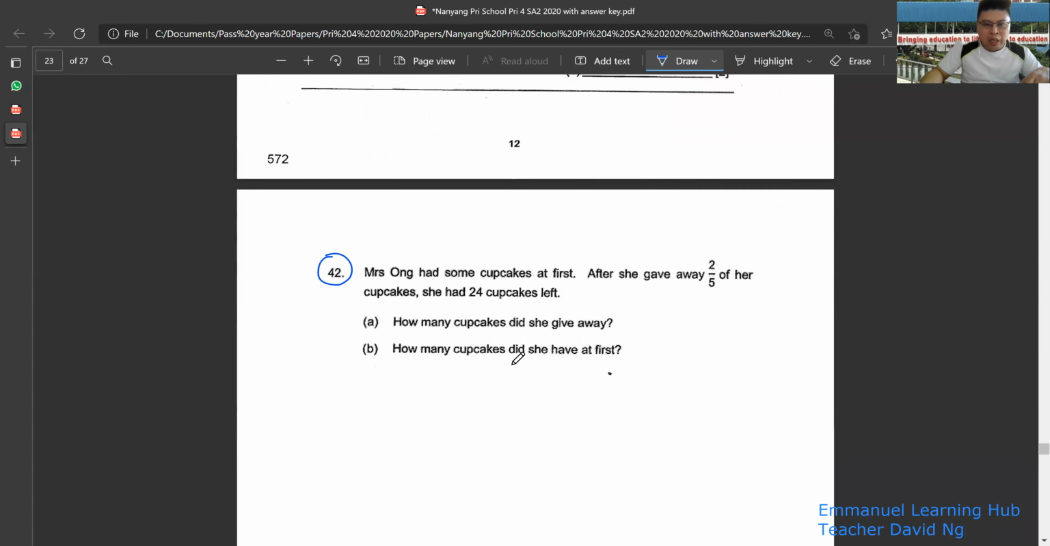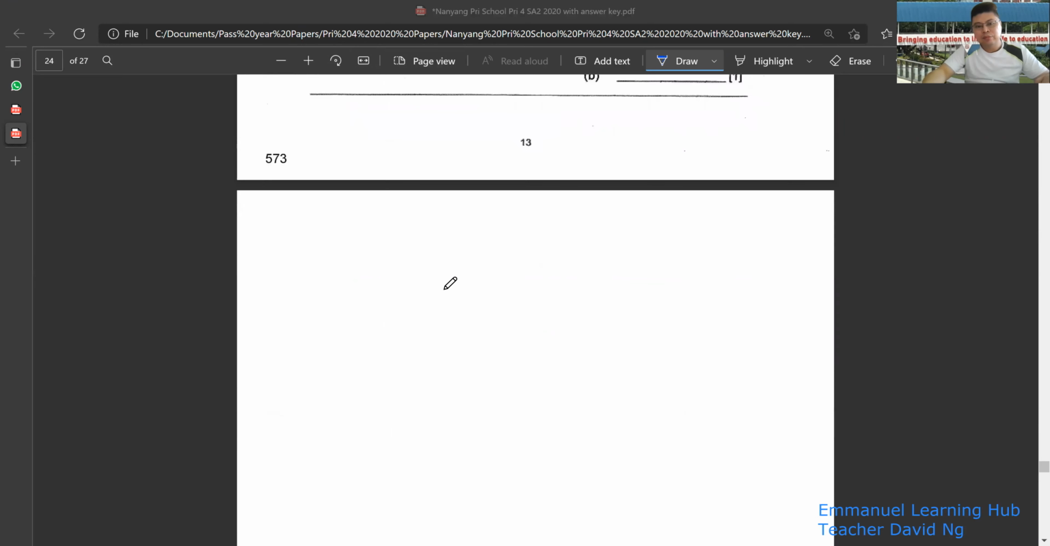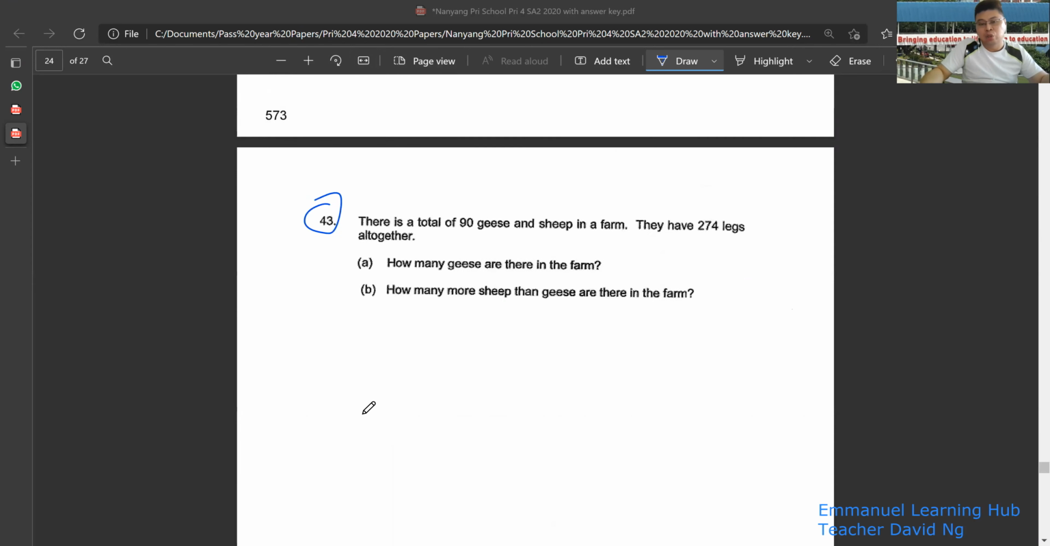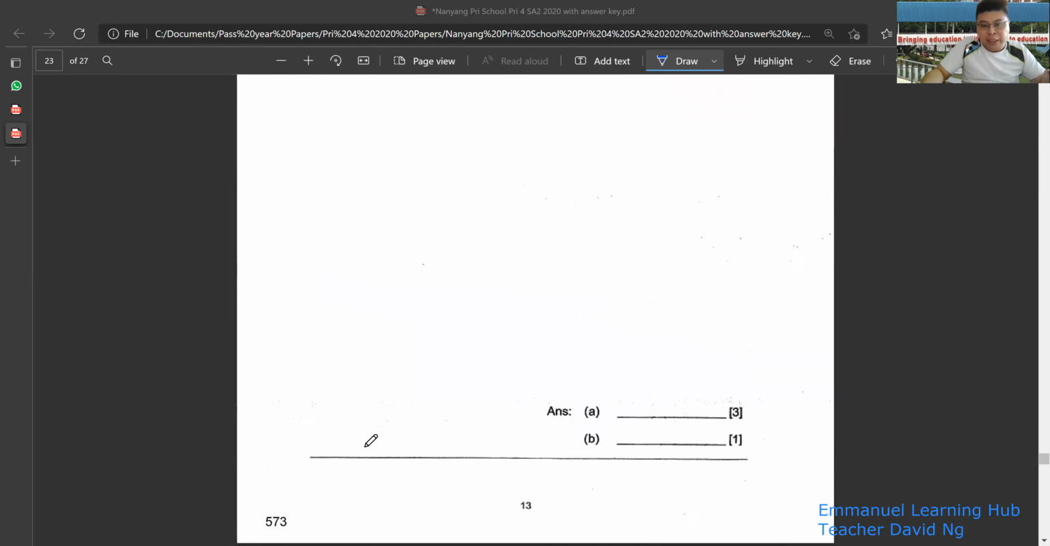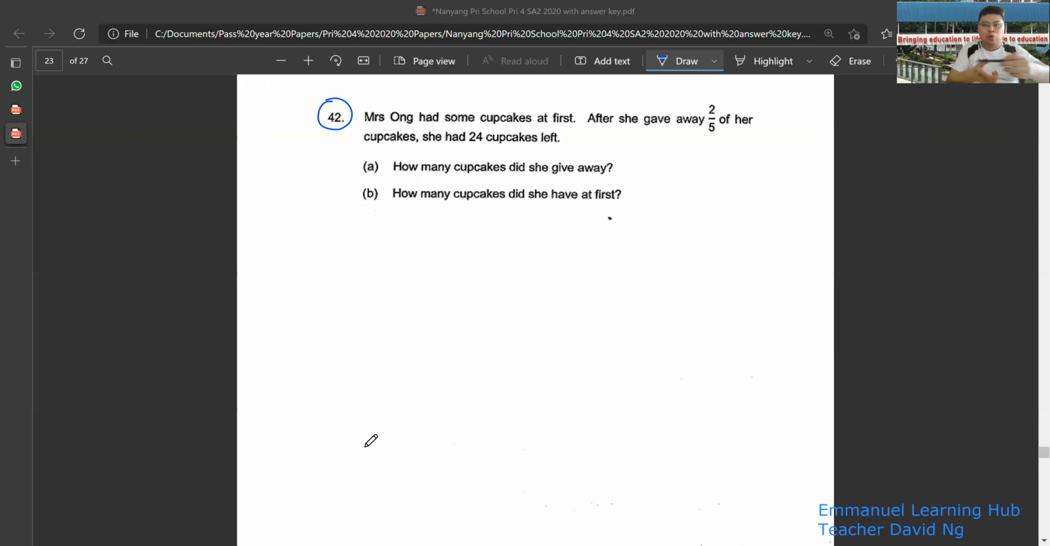Okay, 42. Is this the last question? No, this is not the last question. The second last. Because you leave it blank. If you did 43 and got it right, then okay, no need to go through 43. But you leave it blank. Okay, 42. You have to pay attention, no?